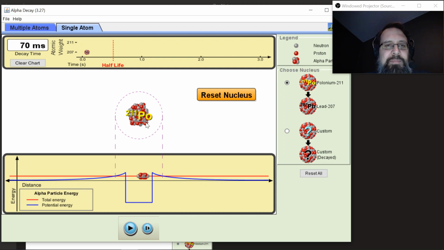So here I have a single atom. This is polonium-211. I'm going to hit play. And you'll notice that polonium-211 is unstable. Eventually, I don't know when, but eventually it's going to decay. And once it decays, it will drop down. Its mass will lower by 4 because this is an alpha decay. It'll drop down. And we're just going to time how long it takes for that to happen here.